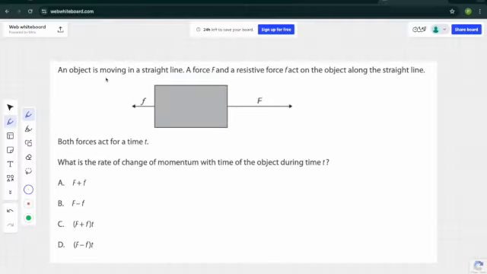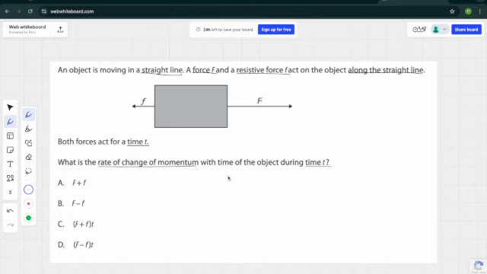Alright, now that you've had some time to try it, let's try it ourselves. The first key tip is to highlight key words. The object is moving in a straight line. A force F and a resistive force f act on the object along the straight line, so they are in the same line. Both forces act for a time t. What is the rate of change of momentum with time of the object during time t?